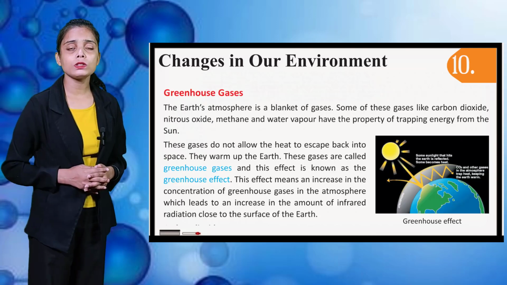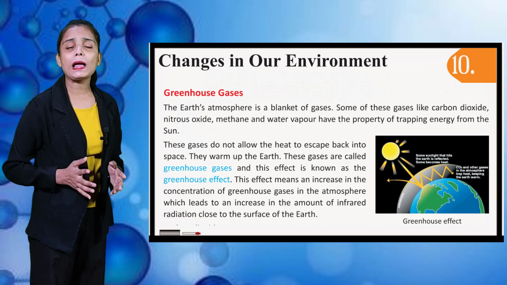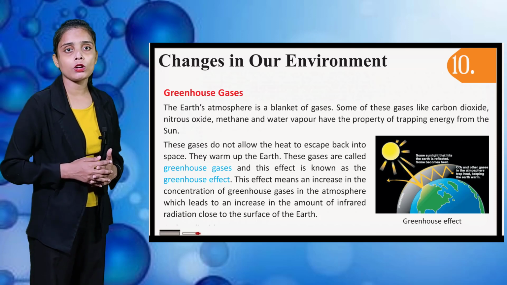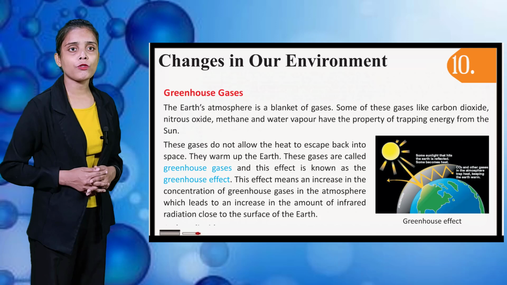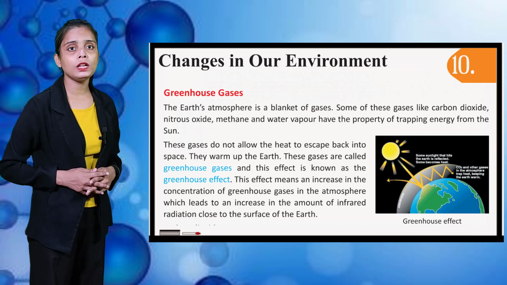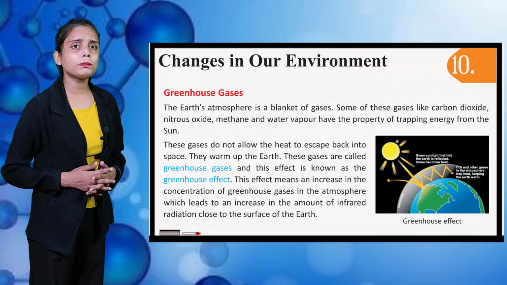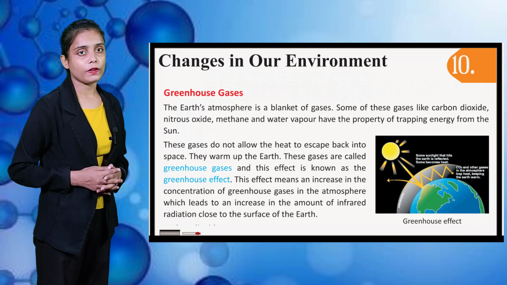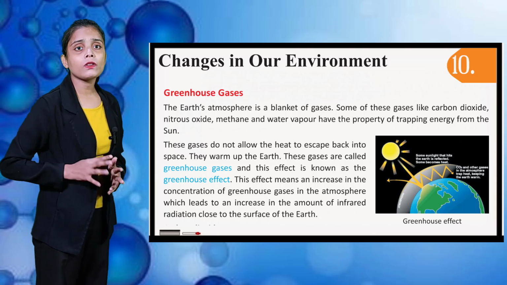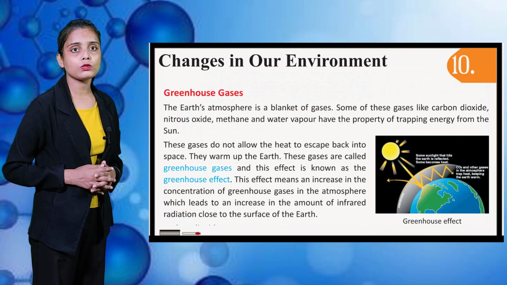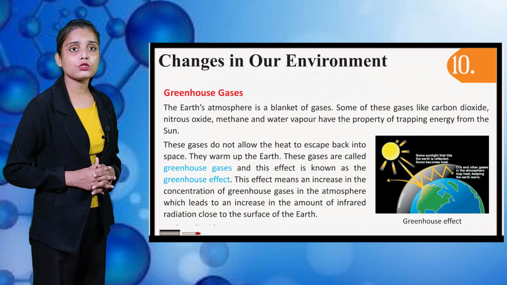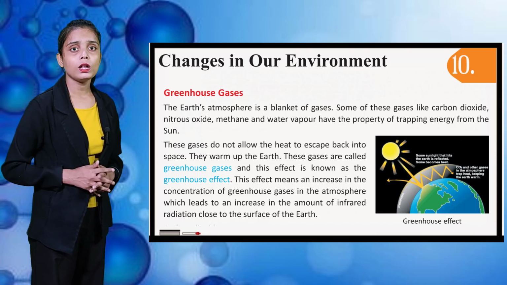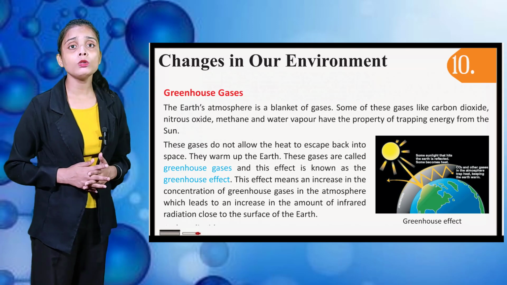Now let's see greenhouse gases. The Earth's atmosphere is a blanket of gases. Some of these gases, like carbon dioxide, nitrous oxide, methane, and water vapor, have the property of trapping energy from the sun. These gases do not allow the heat to escape back into space. They warm up the earth. These gases are called greenhouse gases, and this effect is known as the greenhouse effect. The effect means an increase in the concentration of greenhouse gases in the atmosphere, which leads to an increase in the amount of infrared radiation close to the surface of the earth. Here you can also see the picture of the greenhouse effect.